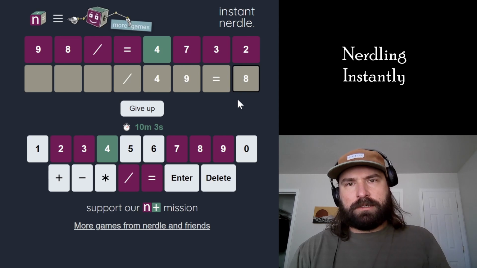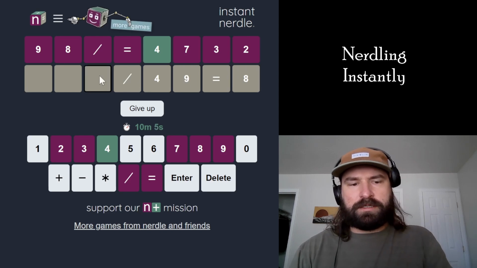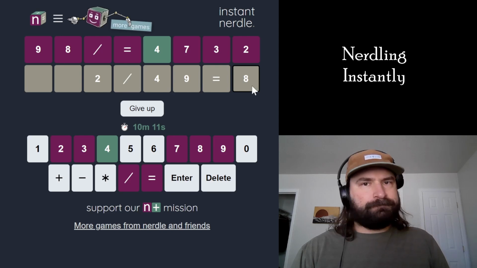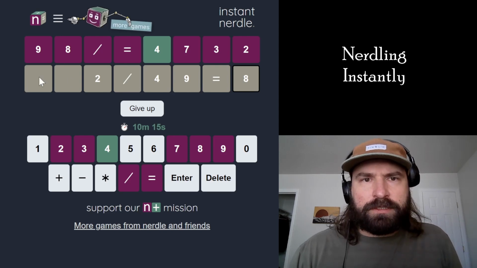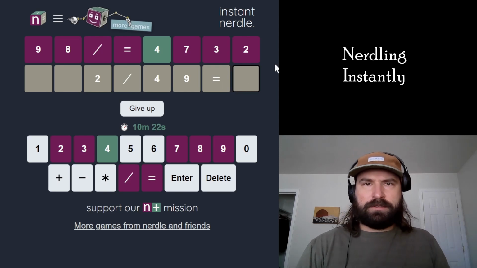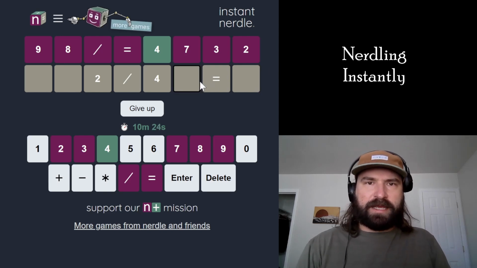9. 9 times 8 ends in a 2. 9 times 8 is 72. 49 times 8. So 50 times 8 would be 400. Doesn't quite work because this is going to be 392. Yep, doesn't work. Okay, coming down to the last gasp here.